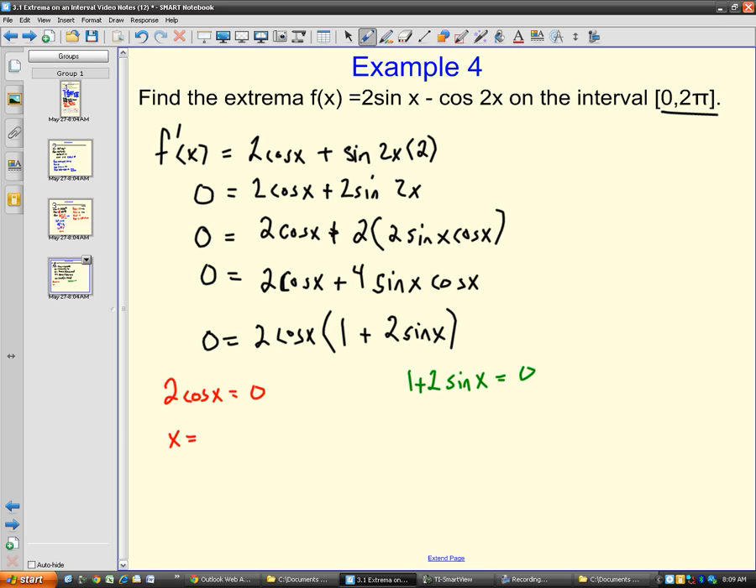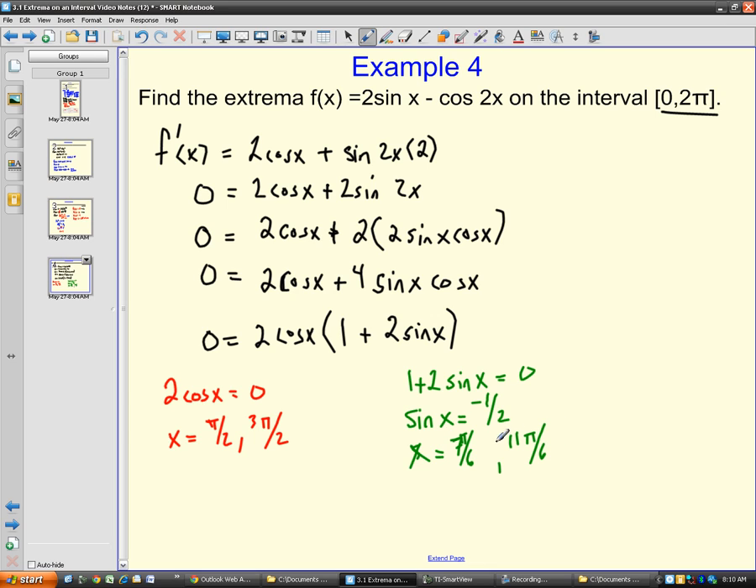If I solve the other one, I subtract 1 and divide by 2, so I really have where sine of x equals negative 1/2, and in this interval that puts x at 7 pi over 6 and also 11 pi over 6. Remember, sine is the y value, and it's at the bottom, so it has to be in the third and fourth quadrant to get a negative, and that's where sine is negative 1/2.